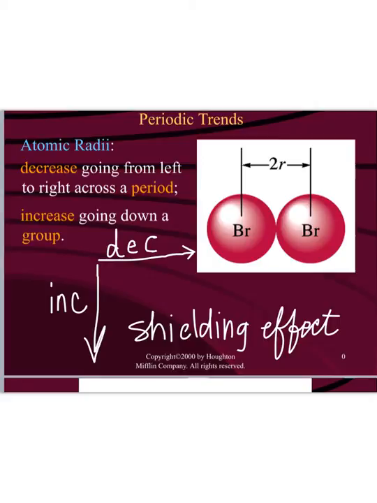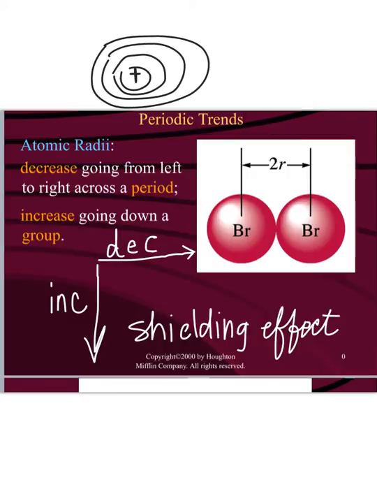So remember, shielding effect has to deal with, let me change a color pen here, well, this is your nucleus, right? It has a positive charge, and we have all these energy levels. As you go down a group, you keep adding on energy levels. As you go down a group, you keep adding on rings. So that means that you will have more inner electrons every time you add on a ring.